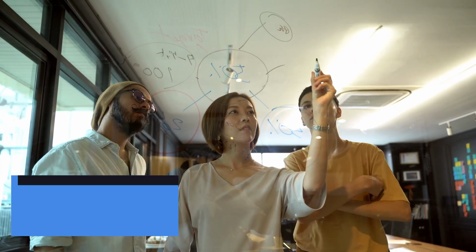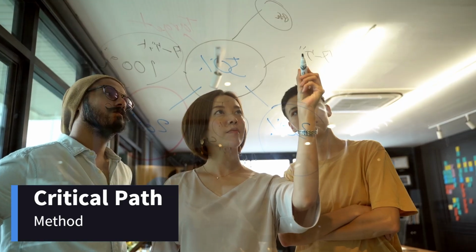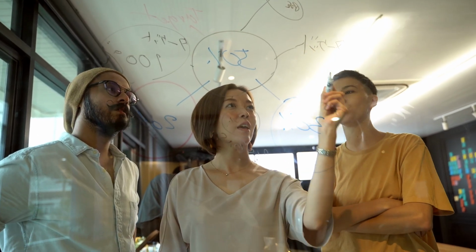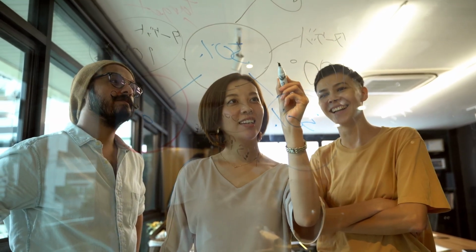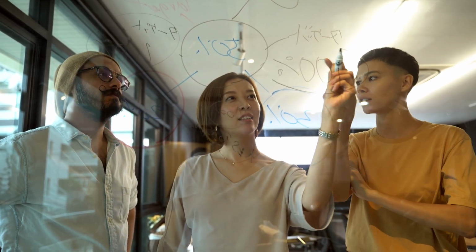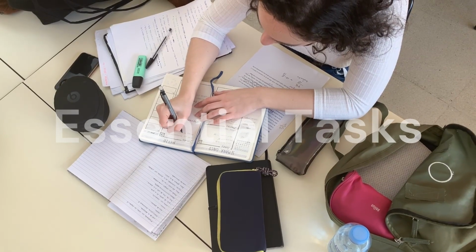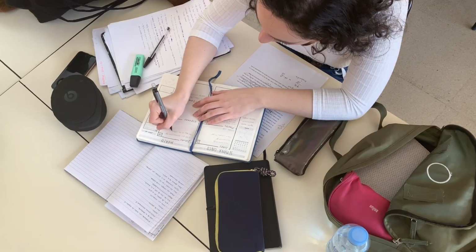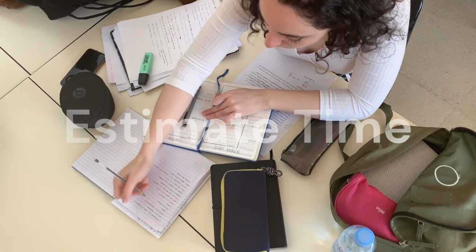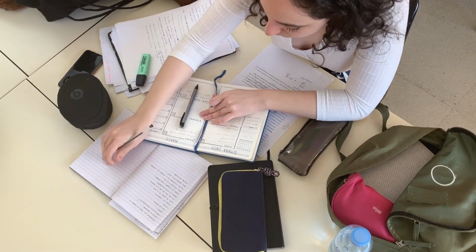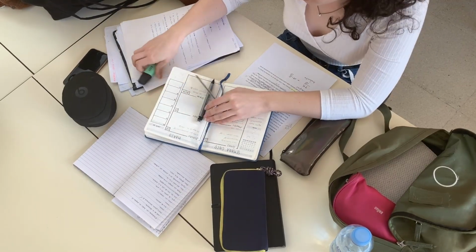Finally, let's move to critical path method. It's also known as critical path analysis, and it's a way of identifying and scheduling all the critical tasks that comprise your project as well as their dependencies. This means that you need to identify all the essential tasks that you need to do to achieve your project goals. You need to estimate how much time each of those tasks will take, bearing in mind that certain tasks will need to be completed before others can be started.